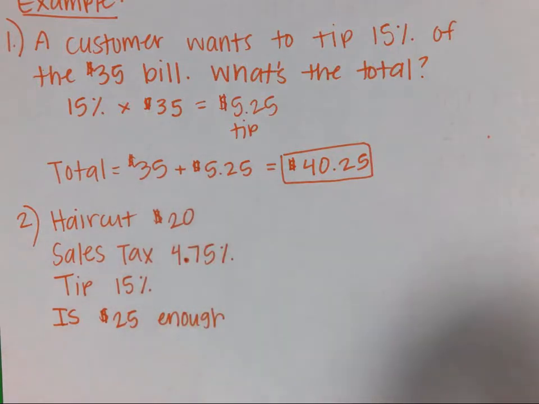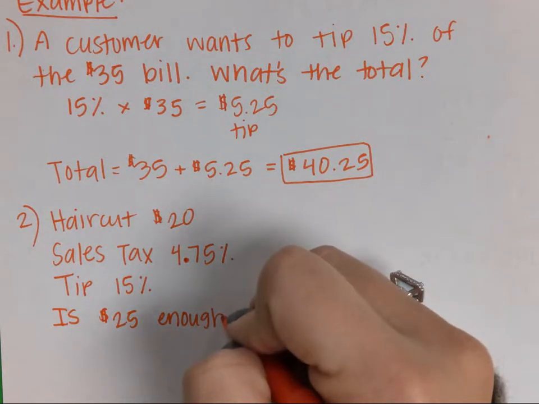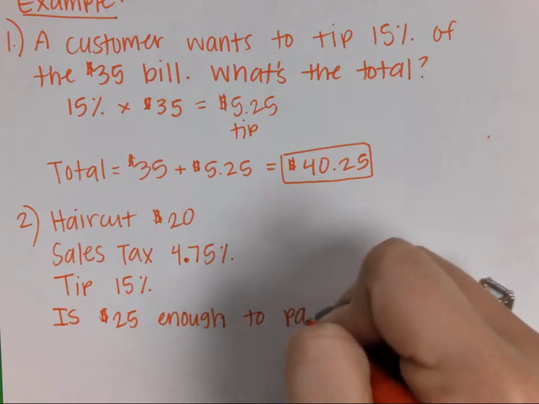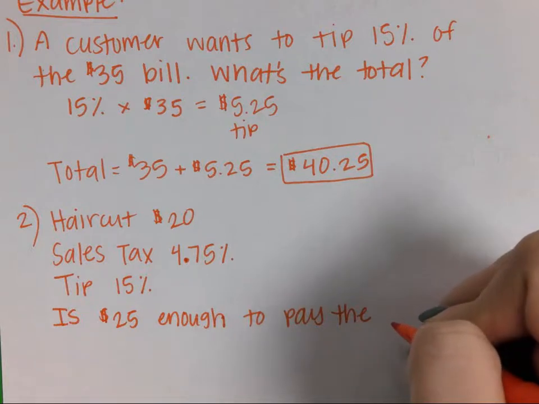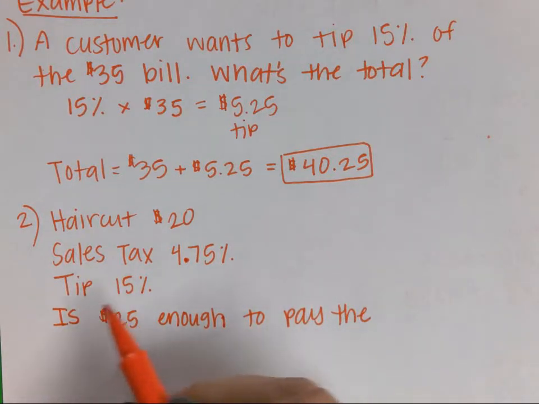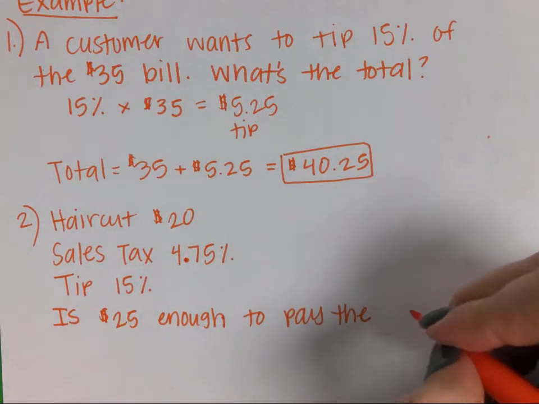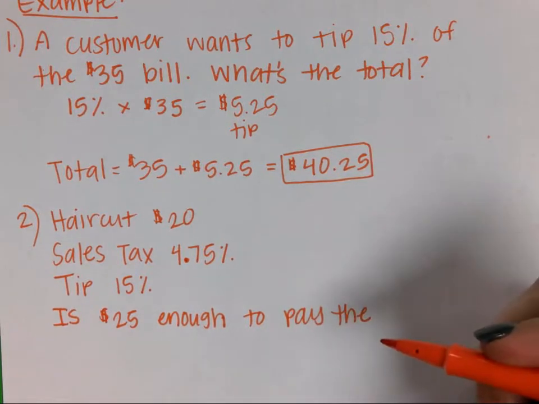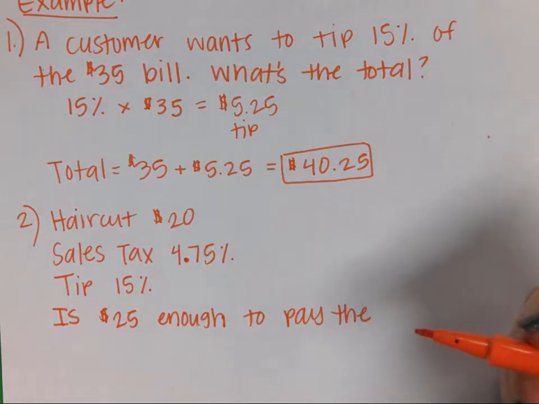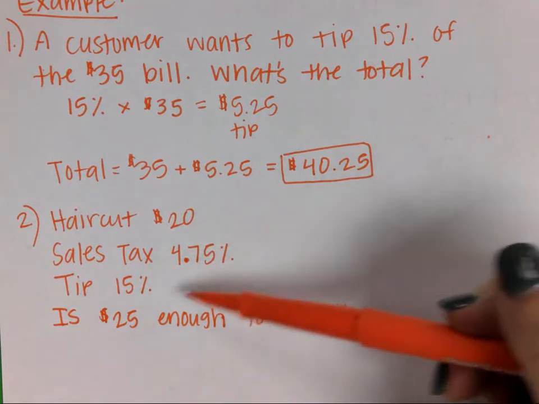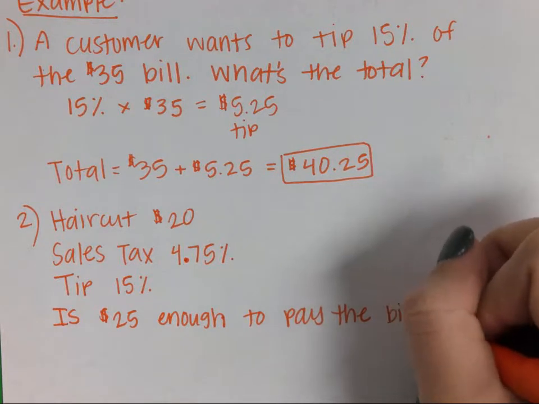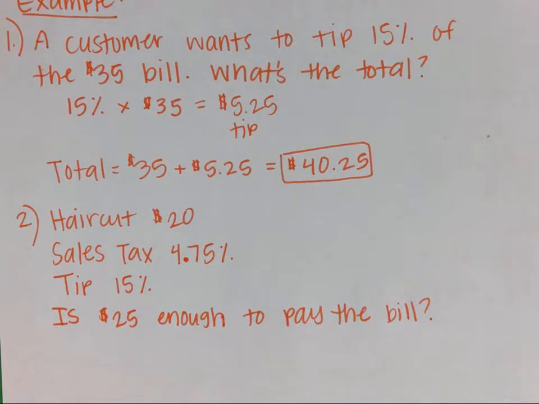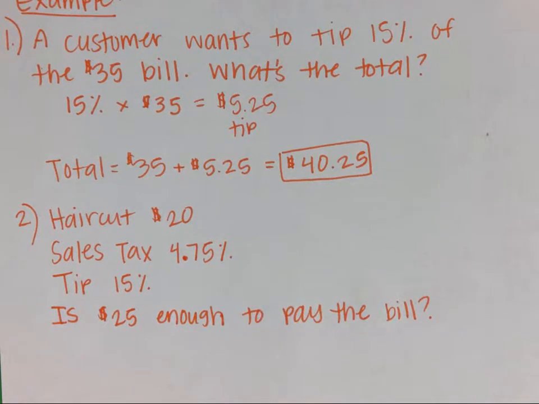It's 4.75. I have $25, so I'm trying to find out if I have enough money to pay for all this. I'm telling you that $25 is how much I have in my wallet, and then I'm going to go get a haircut for $20, and I've got these two taxes and tip. So the question is, is $25 enough to pay the bill? Okay, so that's what I'm trying to answer.